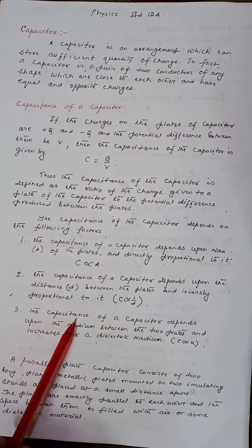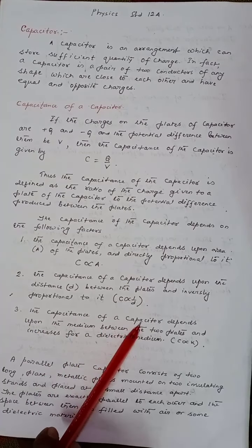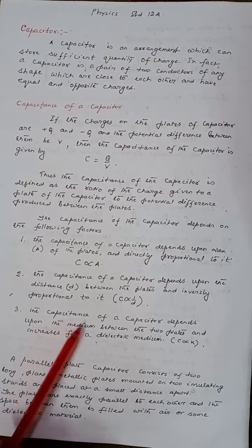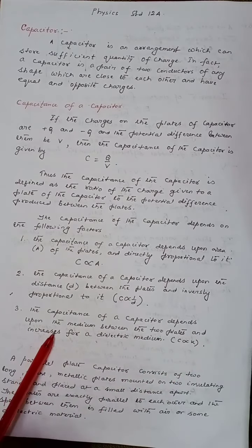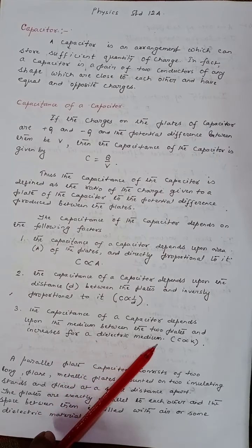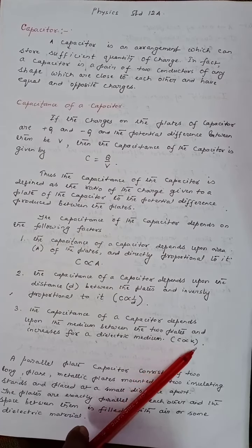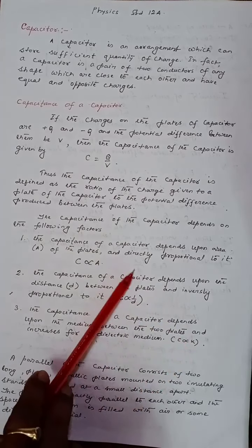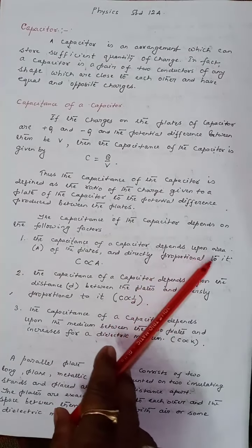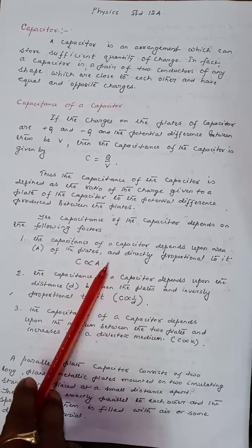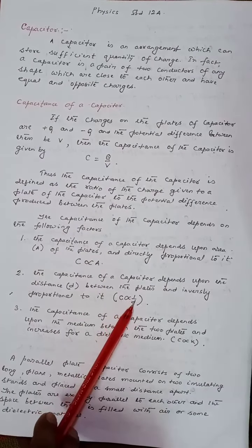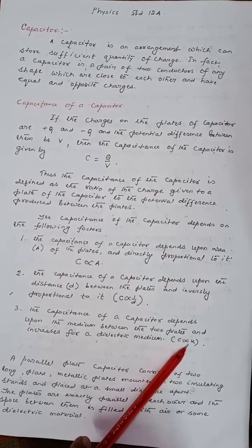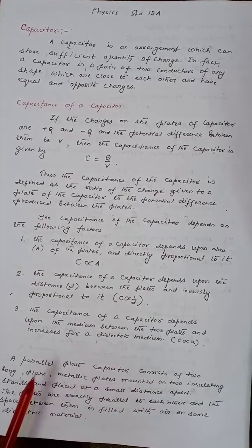Third, the capacitance of a capacitor depends upon the medium between the two plates and increases for a dielectric medium. It means C is directly proportional to K. So these are the three factors on which the capacitance of a capacitor depends. It is directly proportional to the area of the plate, inversely proportional to the separation between the plates, and directly proportional to the dielectric constant of the medium enclosed between the two plates.